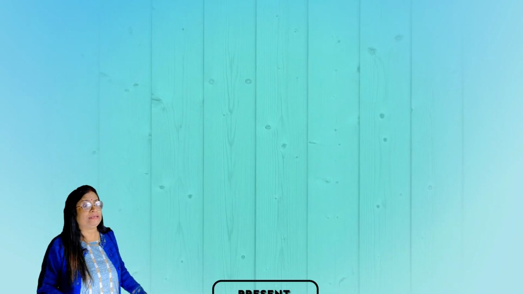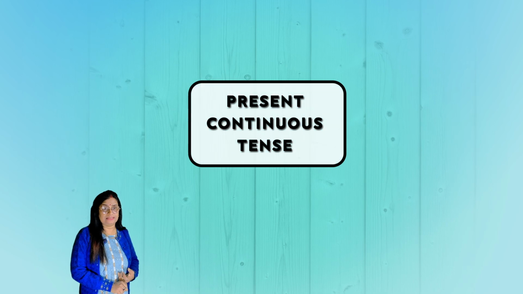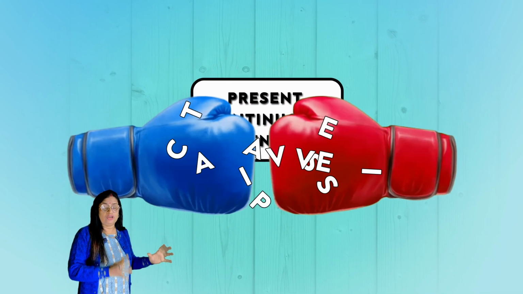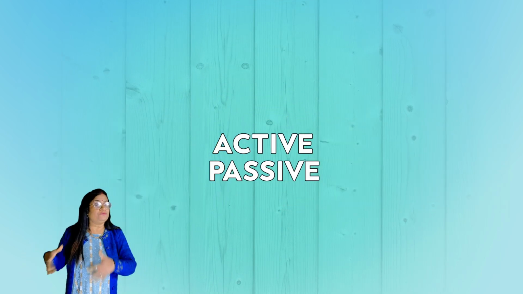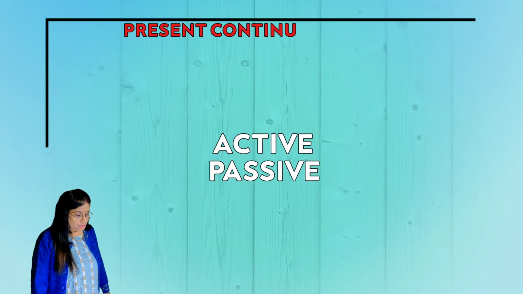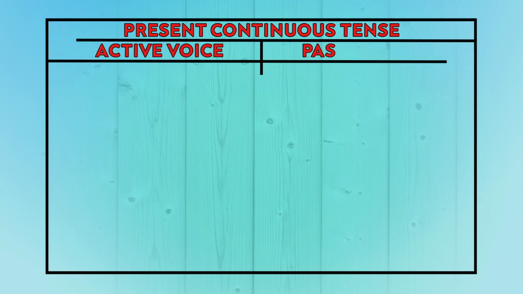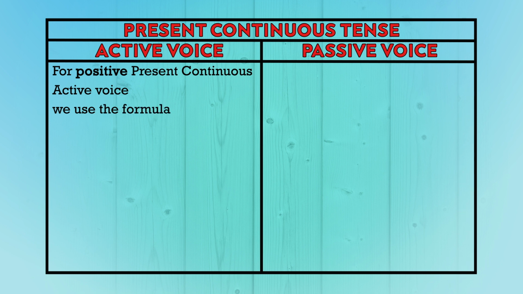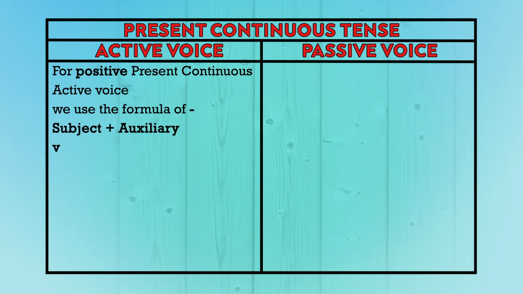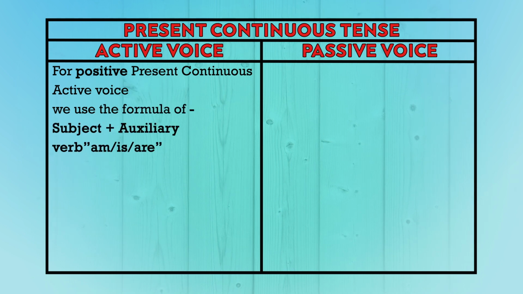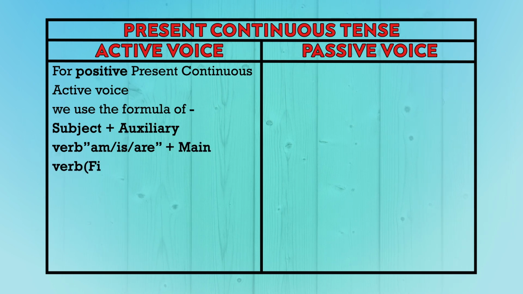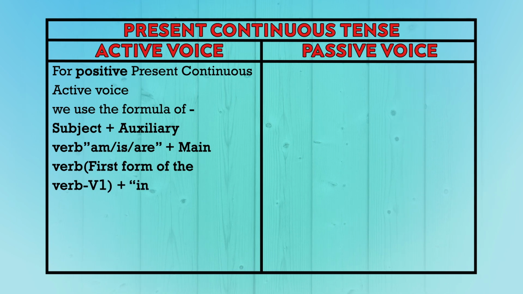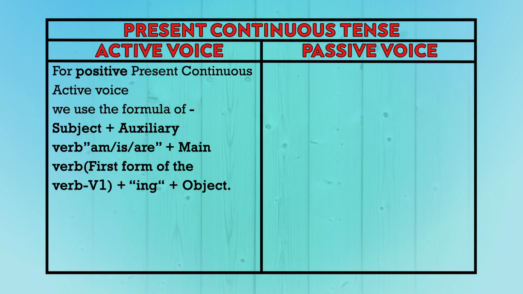Now we come to present continuous tense. So when we change an active present continuous tense to the passive, what are the rules that follow? In the active, the rule is subject plus auxiliary verb is, am, are, plus main verb plus ing plus the object.